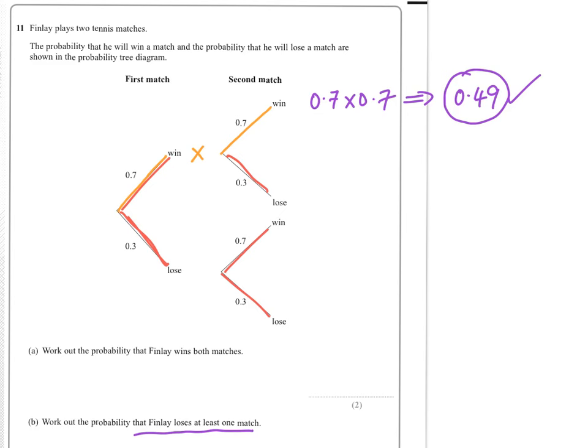So just go through that again. You can win, lose, that's at least 1 loss, and you can lose, win, that's at least 1 loss, and you can lose and lose, that's at least 1 loss. So really, isn't it just 1 take away the probability of 2 wins? And that's a very clever way of doing it, and on your calculator or in your head you can get 0.51 would be the probability of Finley losing at least 1 match.